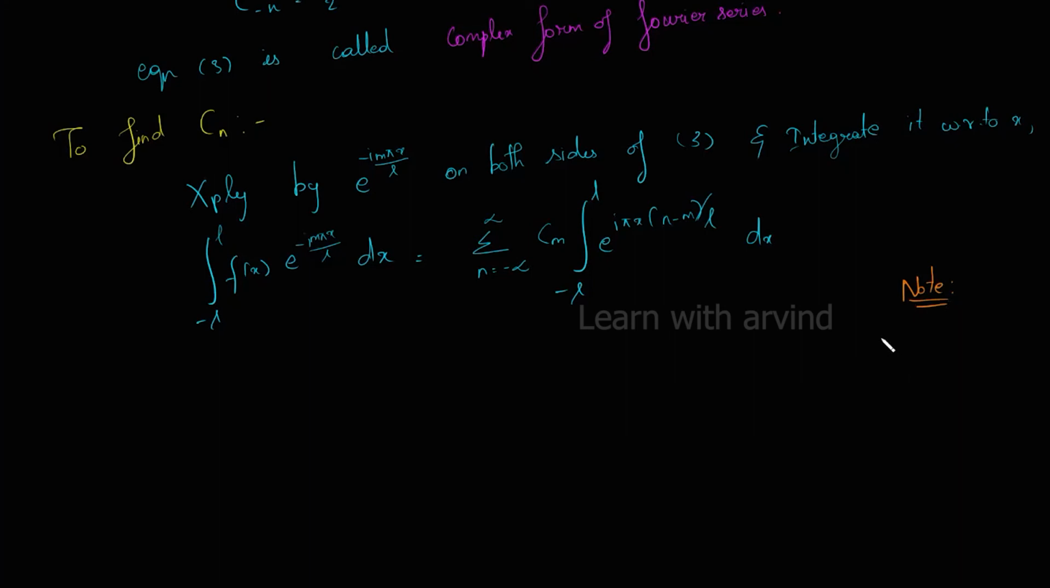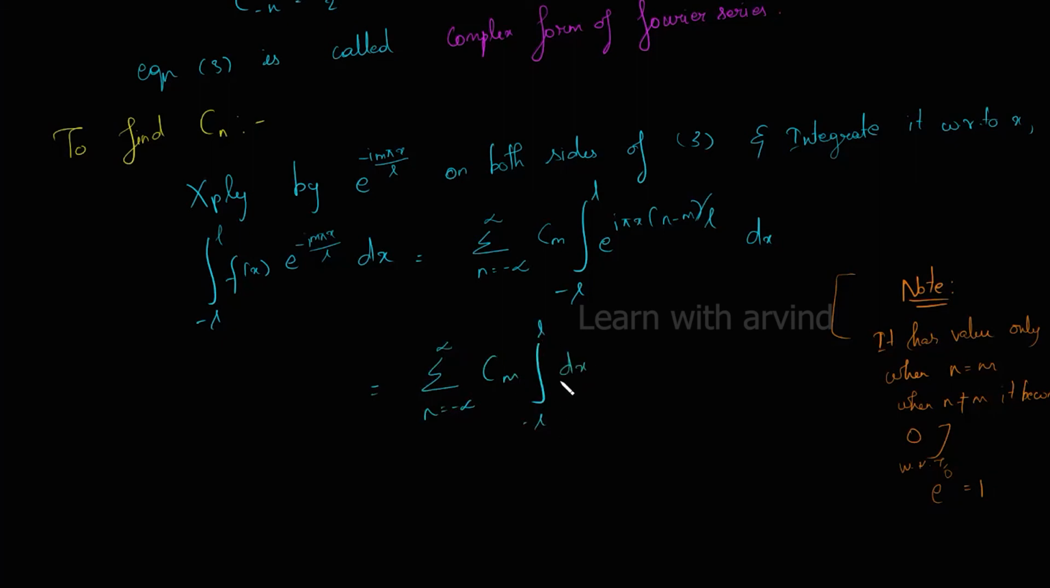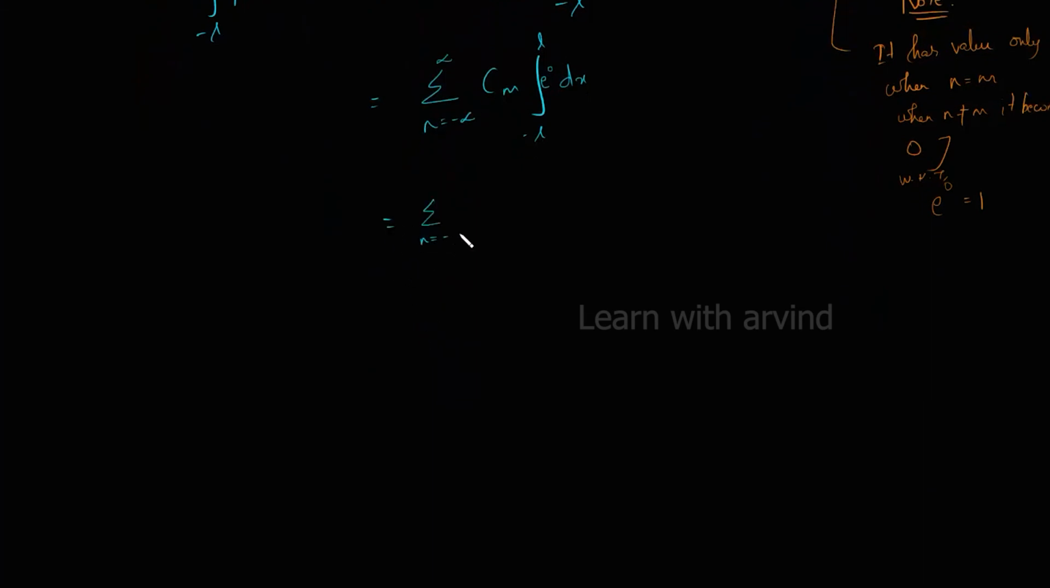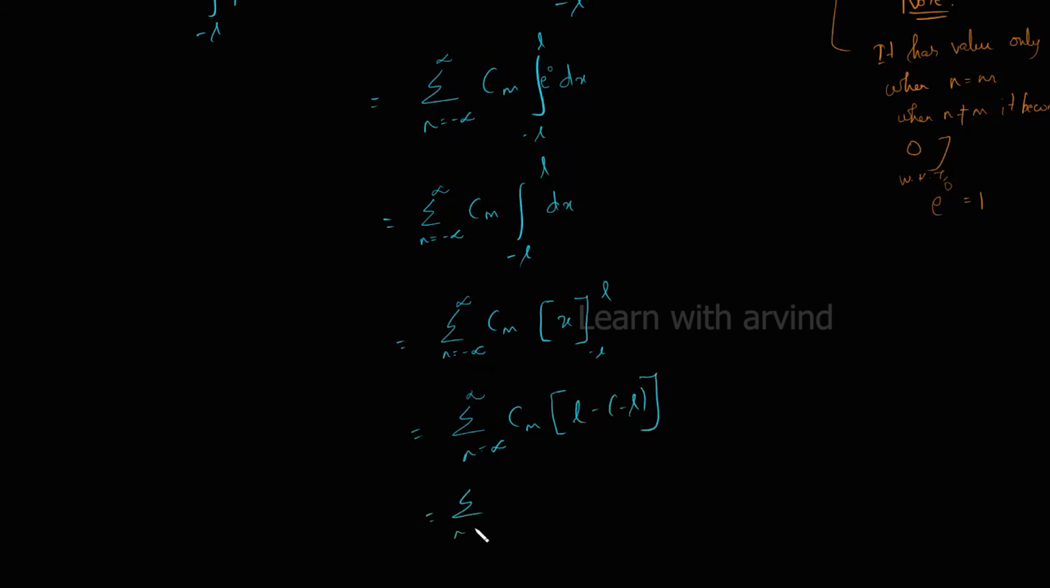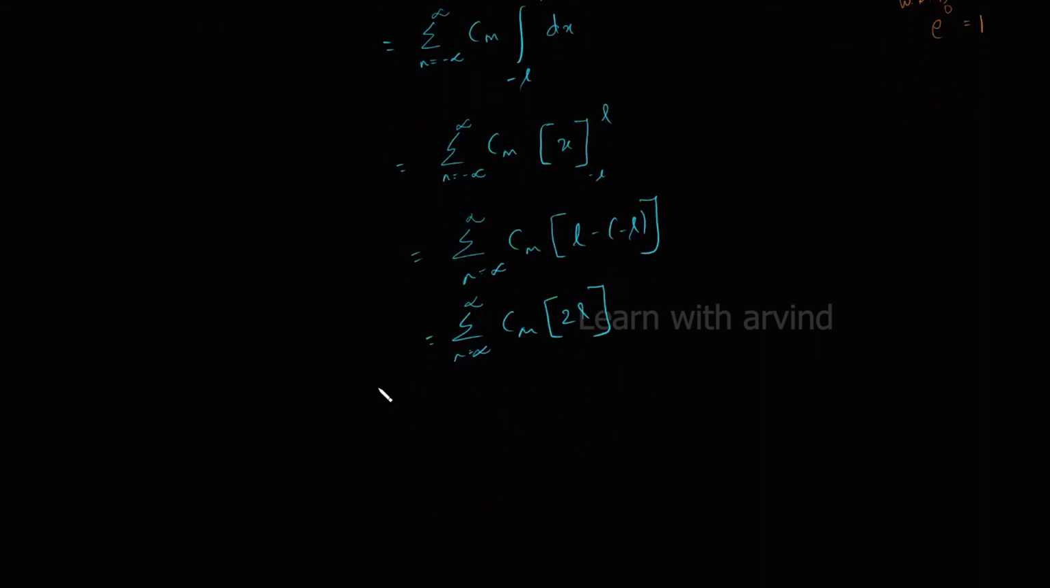Note that this has value only when n is equal to m. When n is not equal to m, it doesn't have value. When n is equal to m, the exponent becomes 0. Therefore, summation n is equal to minus infinity to plus infinity cm integral from minus l to plus l e power 0 dx. We know that e power 0 is equal to 1. Substituting 1, we will be getting dx, and integrating it, we will be getting x. While applying the limits and evaluating, we will be getting cm is equal to 1 by 2l integral from minus l to plus l f of x e power minus i m pi x by l dx.